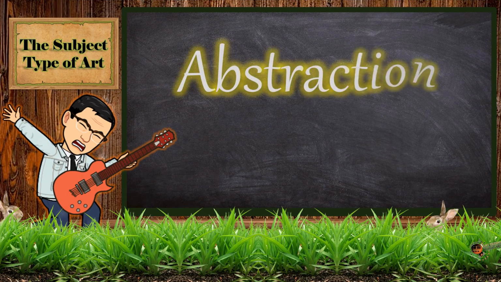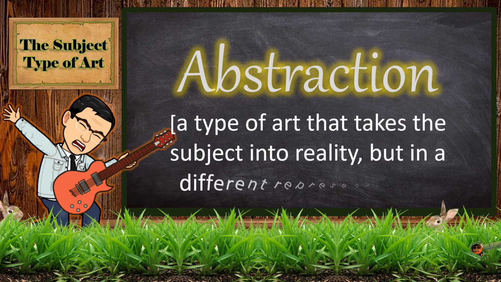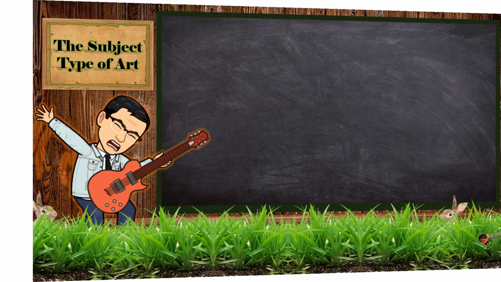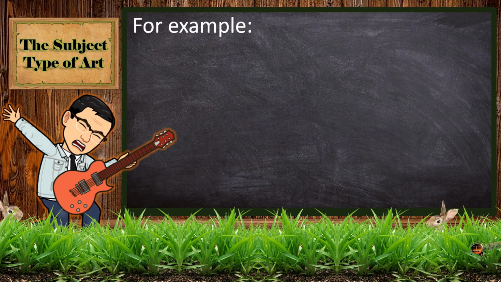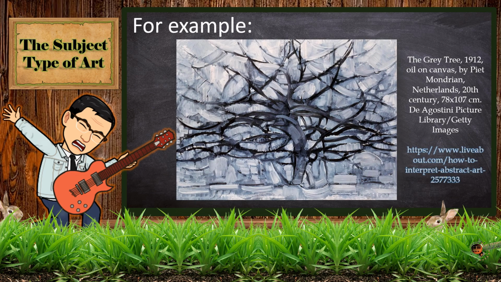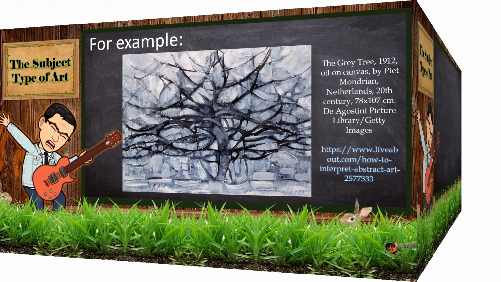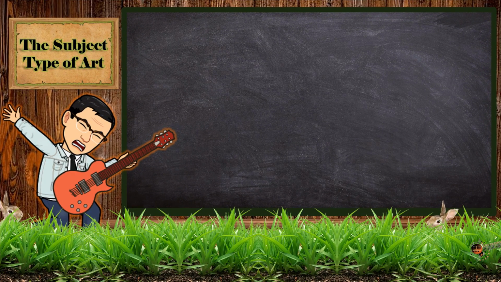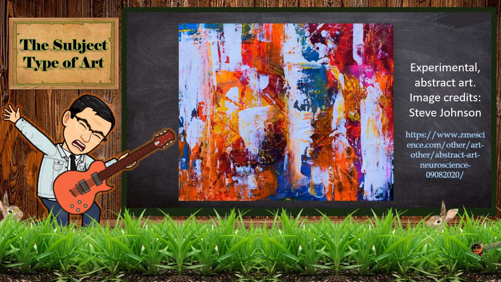The abstraction. Abstraction is a type of art that takes the subject from reality, but in a different representation. Elements are being represented that transform the subject. For example, if an artist is painting a tree but not as the tree that is being represented, then it is a tree but not the actual tree. In other words, the subject conveys a message in which the perception of the perceiver is different from what is to be perceived.